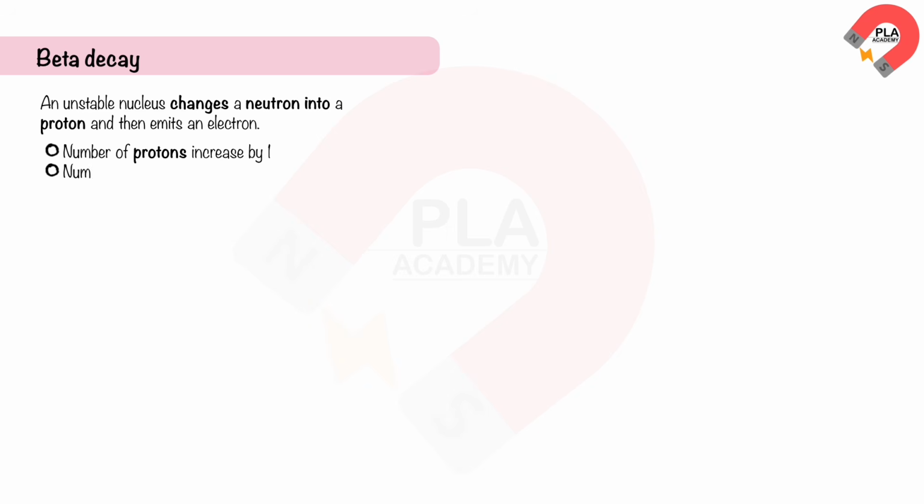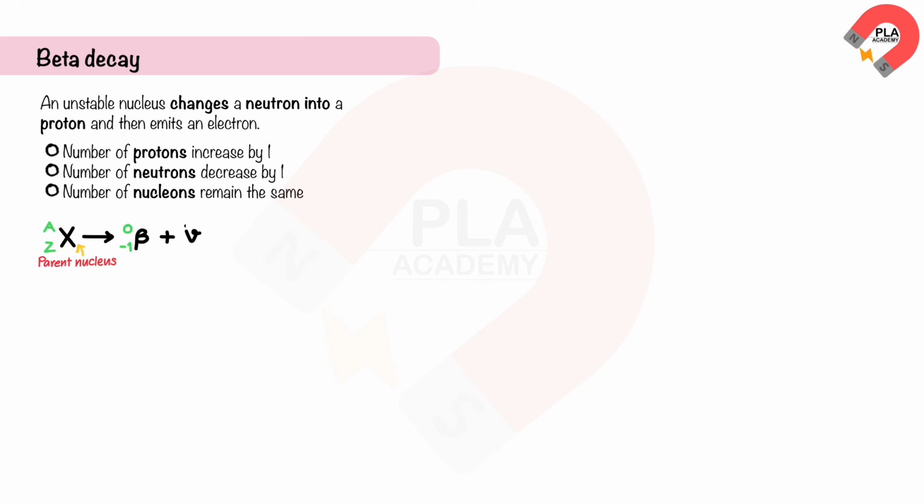Beta decay. In beta decay, an unstable nucleus changes a neutron into a proton, and then emits an electron. This results in the number of protons increasing by 1 and the number of neutrons decreasing by 1, keeping the total number of nucleons the same. Parent nucleus X with atomic, or proton, number Z and mass, or nucleon, number A, undergoes beta decay, emitting a beta particle and antineutrino, and transforming into a new daughter nucleus Y with 1 higher protons and remaining nucleons.